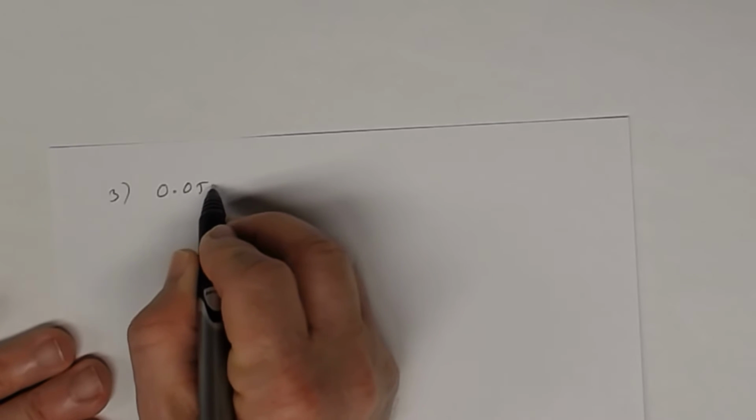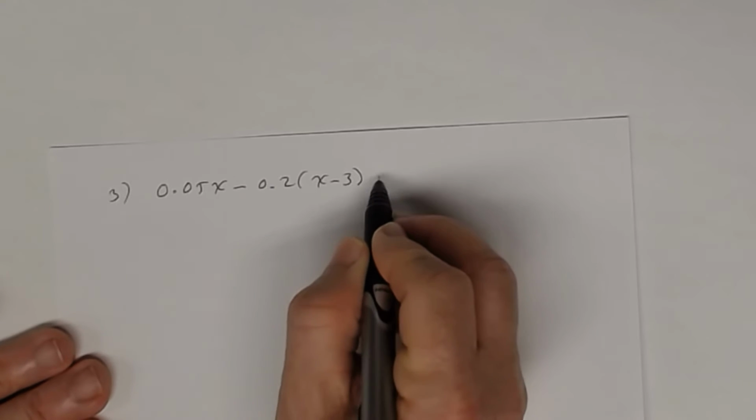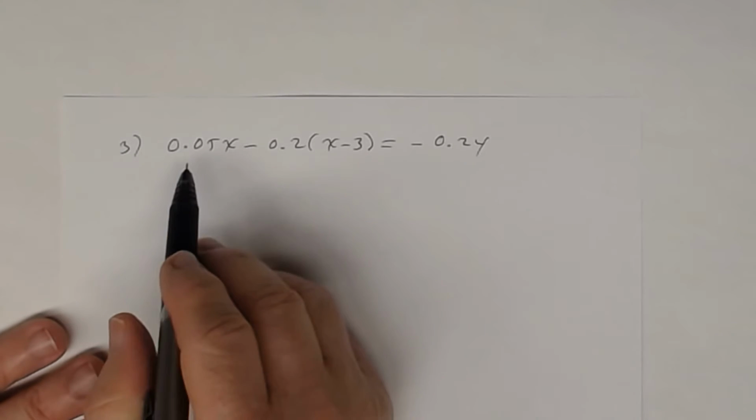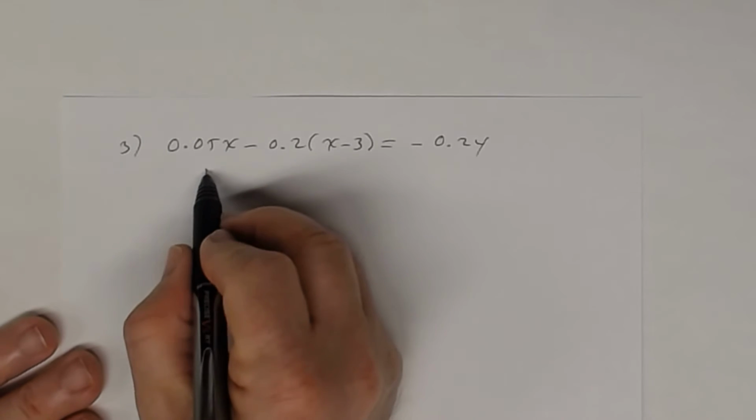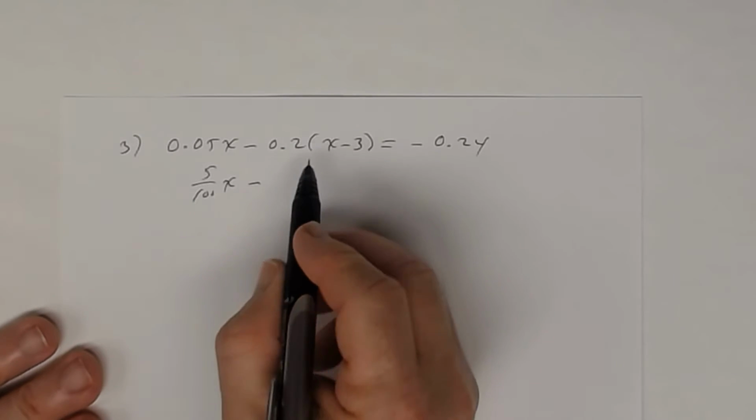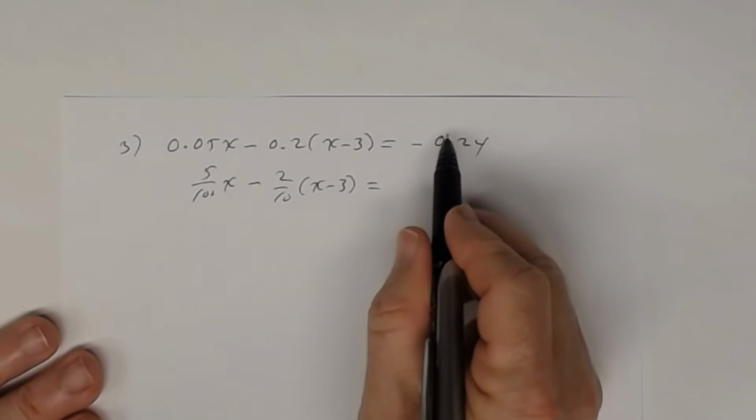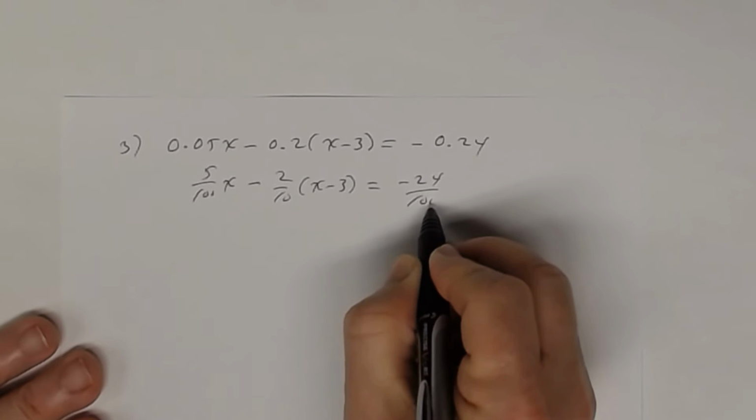So number 3, I have this equation: 0.05x minus 0.2 times x minus 3 equal negative 0.24. Mathematically, though, this reads as 5 hundredths x minus, and this reads as 2/10 times x minus 3 equal, and this reads as a negative 24 hundredths, just like this.